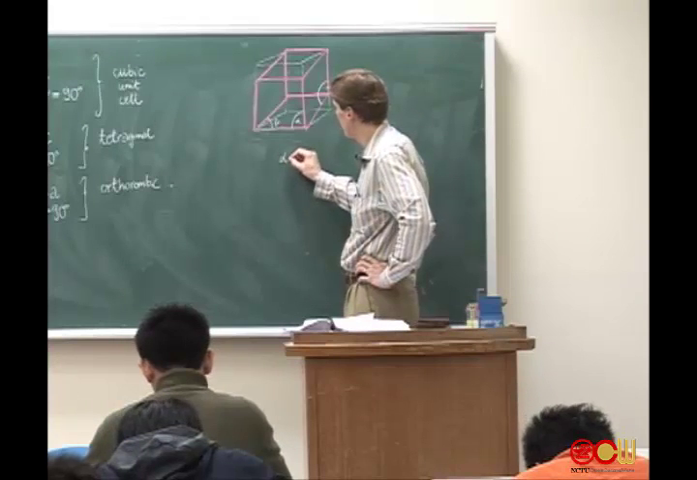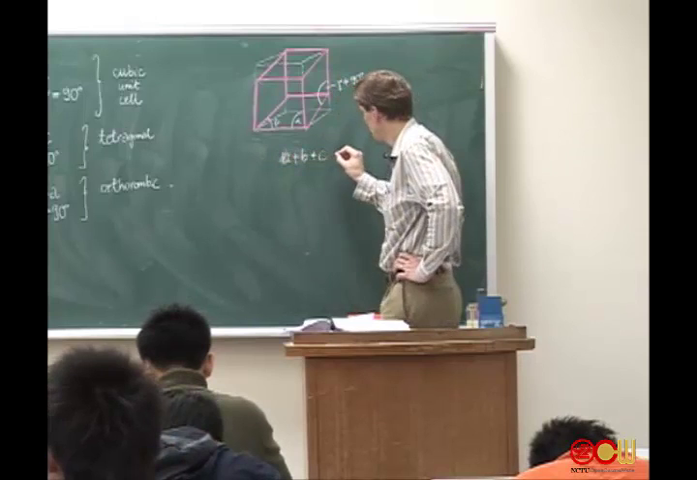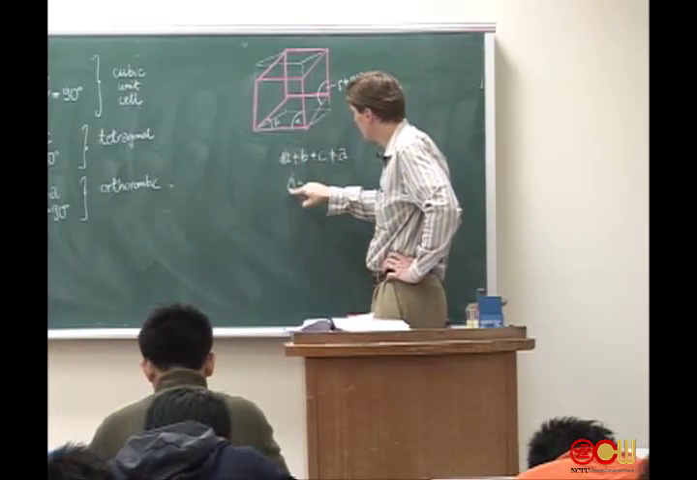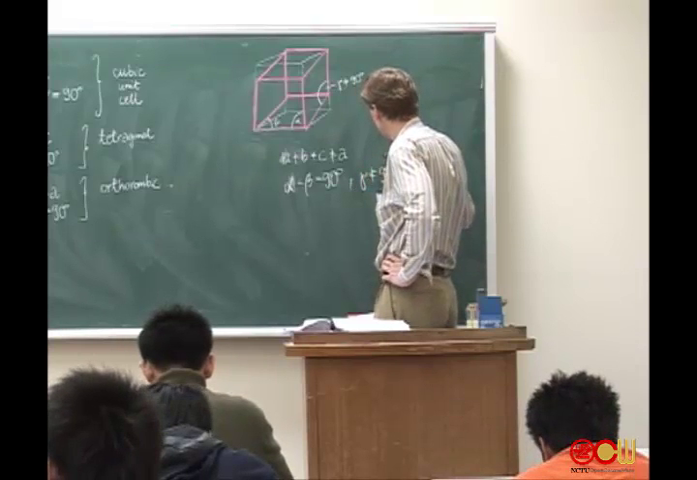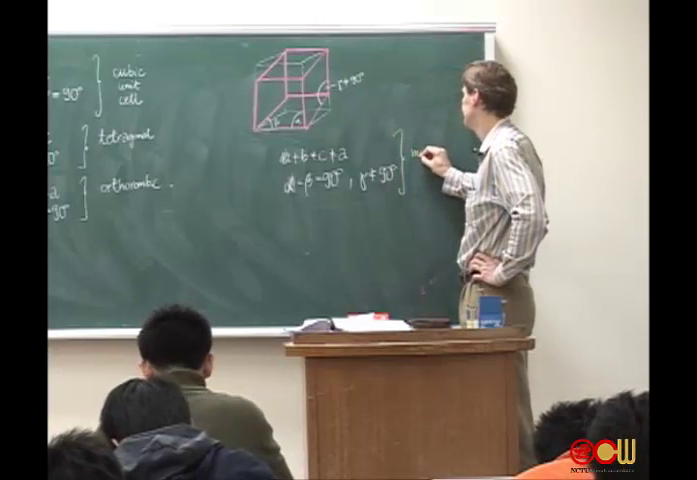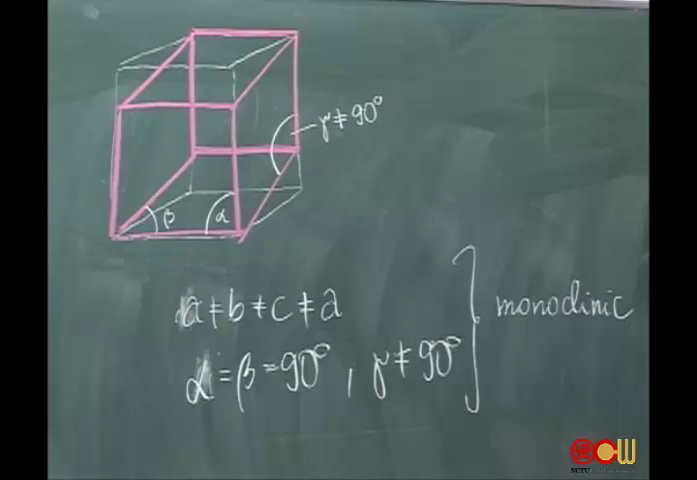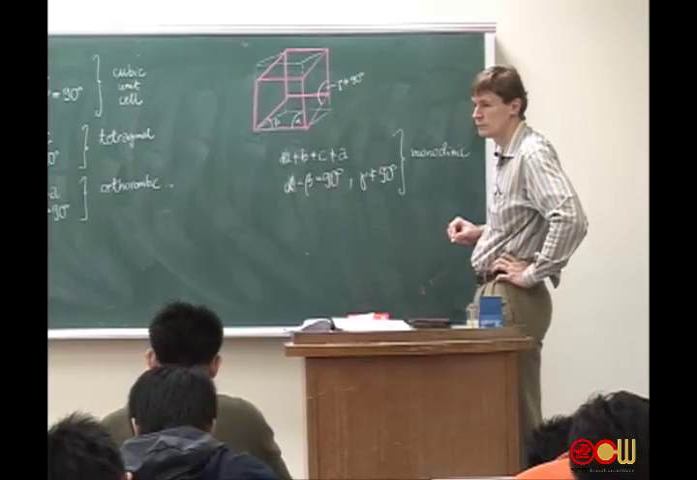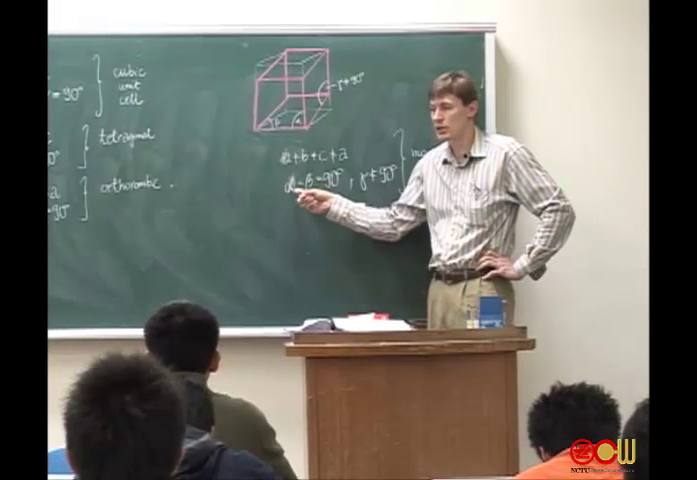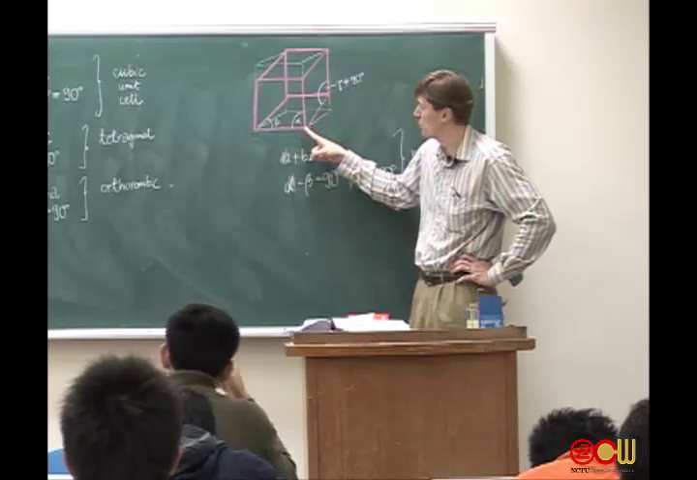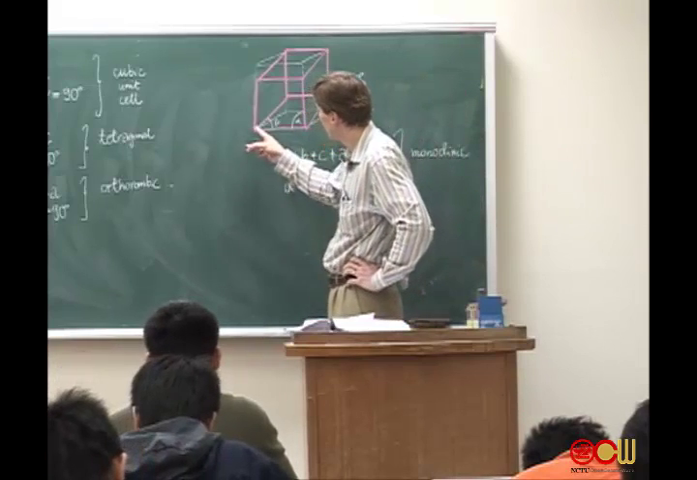So we have the situation where A is different than B, different than C, different than A, alpha equal beta equal 90 degrees, but gamma different than 90 degrees. This is called monoclinic. Okay, the next one we can obtain by removing this condition. How to do this? We just take this point and push there. What do we get? I start writing from this corner.